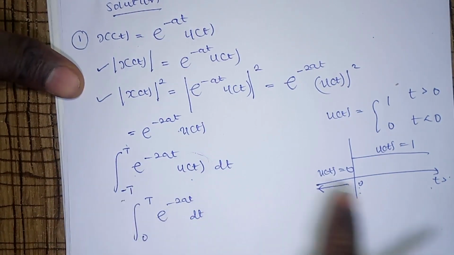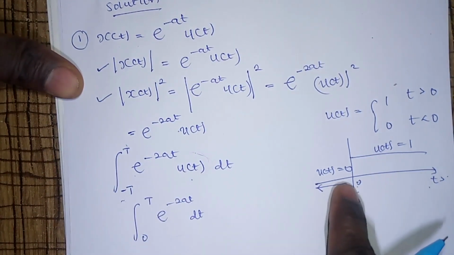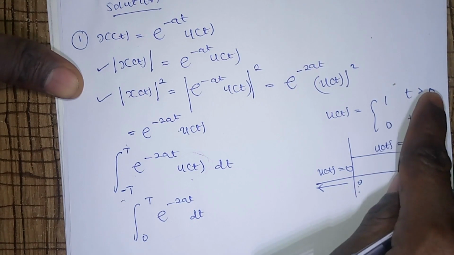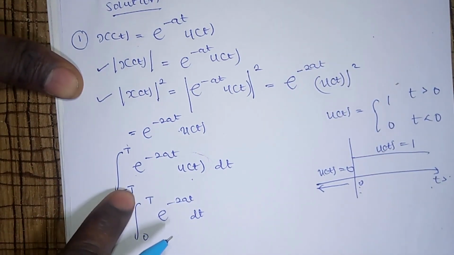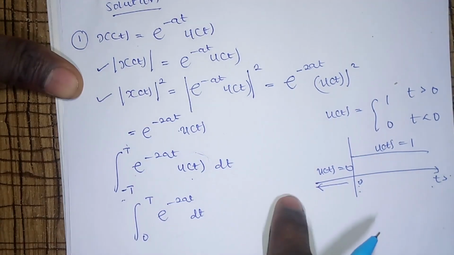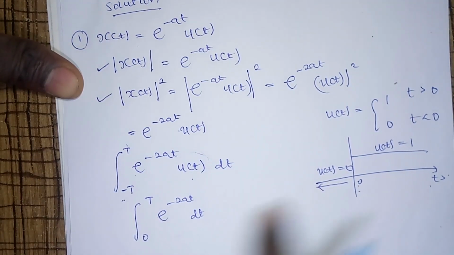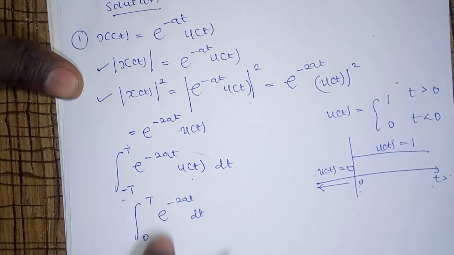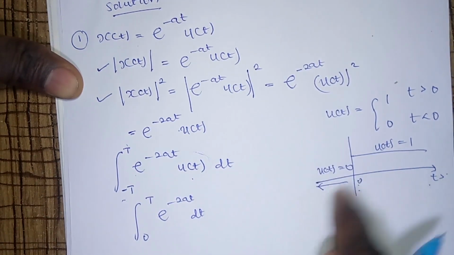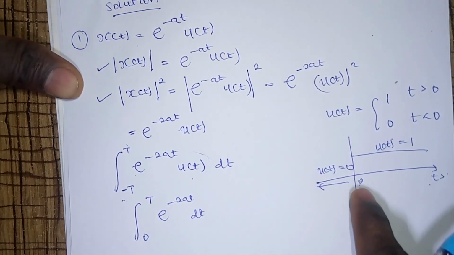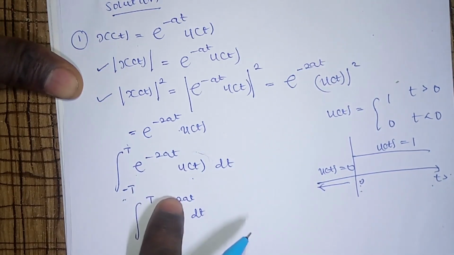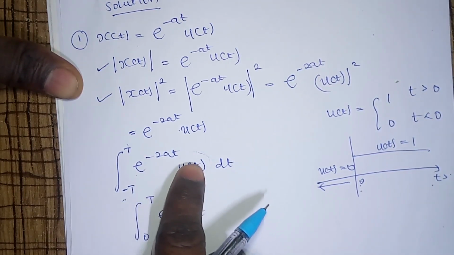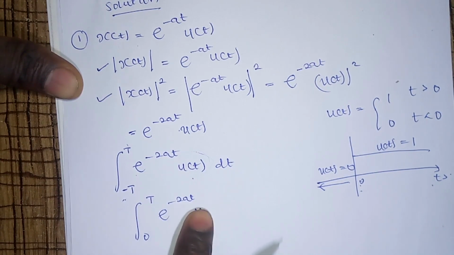Meaning that since u of t is defined from 0, right? For t greater than 0, that means from 0 to t it is defined, then definitely we can just remove this negative t. That means from negative t to 0, it was already 0. So we go from 0 to t instead of taking the integration from the whole side, and at the end of the day, this becomes 0. So we only start from 0 to t. So if you are starting from 0 to t, e to the negative 2at, we remove the u of t, right? And we just put our dt.